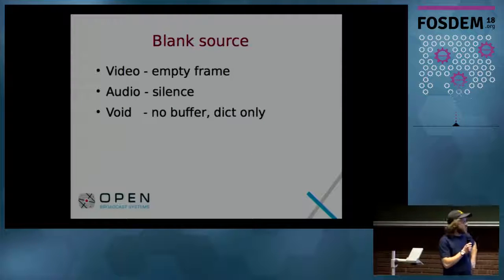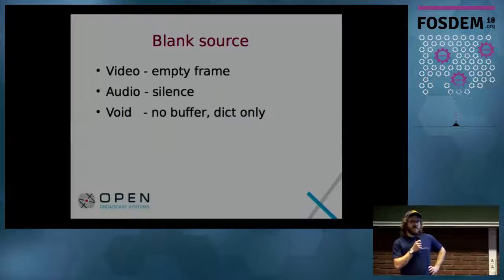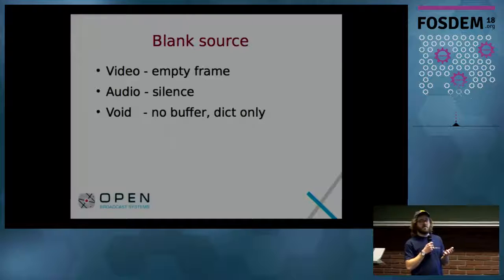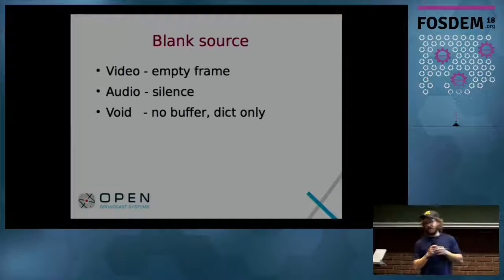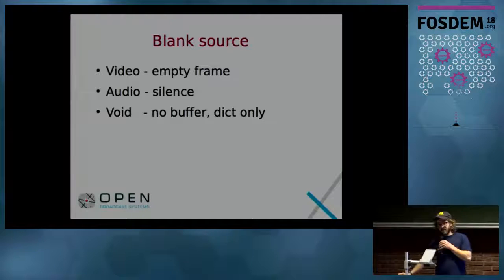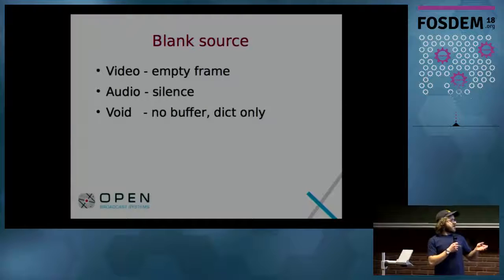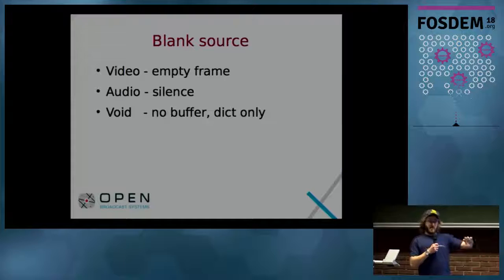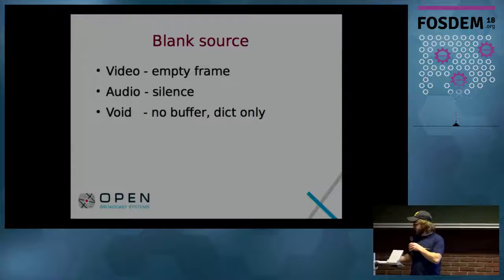Blank source. What this does is generate an empty stream, nothing. So you can create your outputs and start transmitting nothing. Which is useful if you want to switch programs: you start the output on an empty source, and then you replug your actual program to the output which already exists, and it goes smoothly.